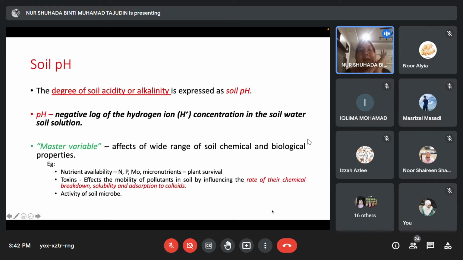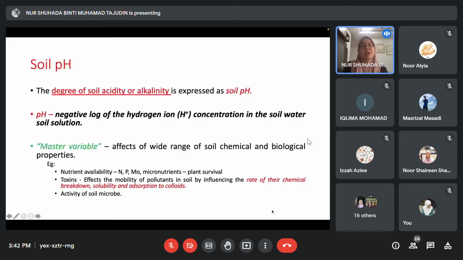Okay, so what is actually a soil pH? A soil pH is a degree of soil acidity or alkalinity. It is expressed as soil pH. Kalau you tengok by the term, it is a negative log of the hydrogen ion concentration in the salt water solution.